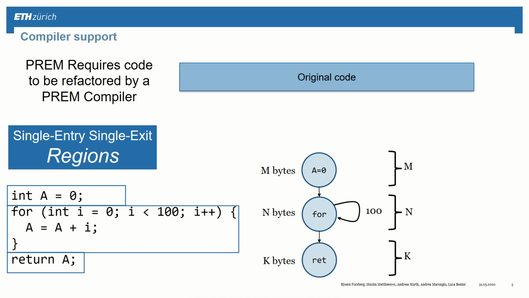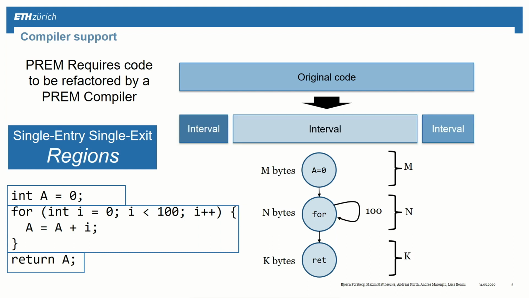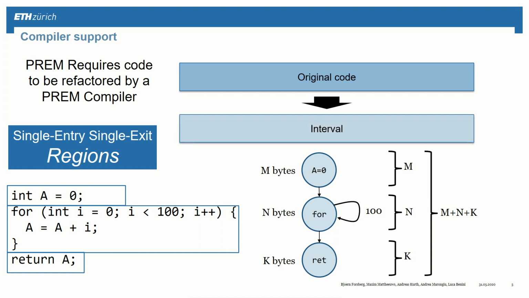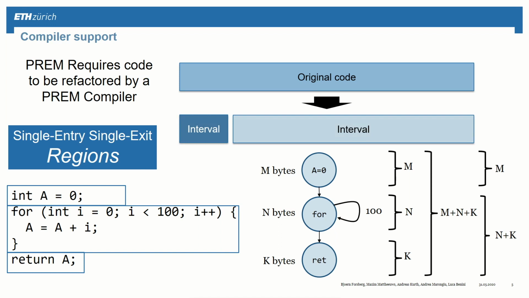Now, we can make any combination of these chunks into an interval as long as m and n and k in this case are smaller than the local memory. If the combination of all are smaller than the local memory, we can make all of them into the same interval or any other combination that we might like.